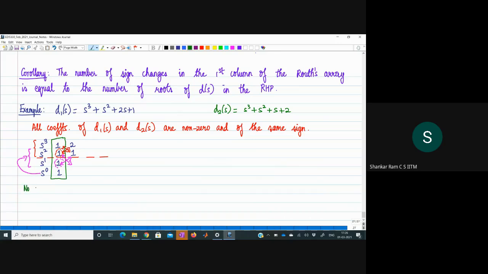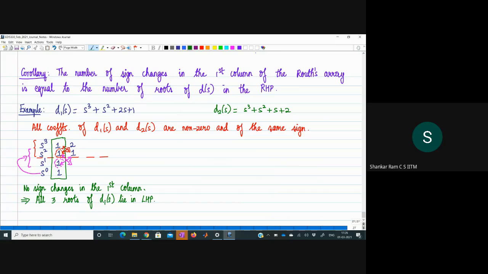That is, if you observe the first column of the Routh array, we can immediately observe that there are no sign changes in the first column of the Routh array. So this implies that all three roots of D1 of s lie in the LHP. Okay, so D1 of s is Hurwitz. Right? I hope this example is clear. All right.